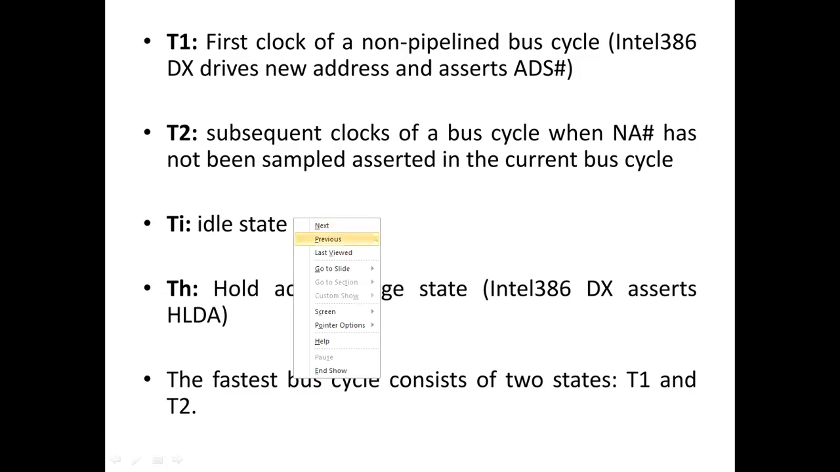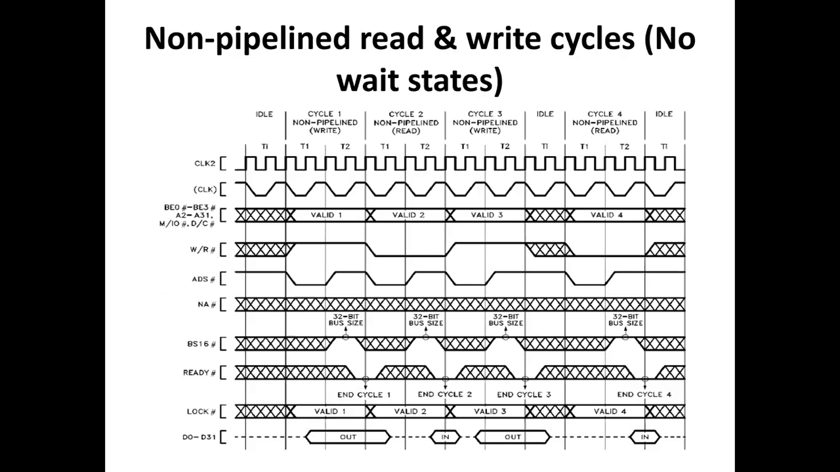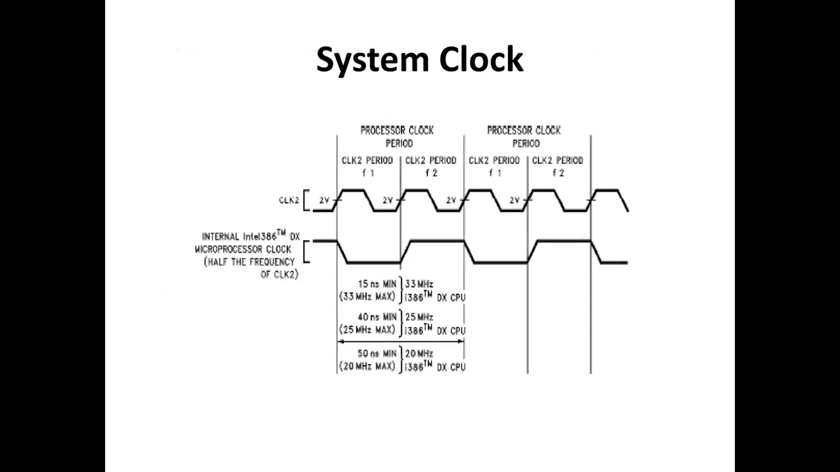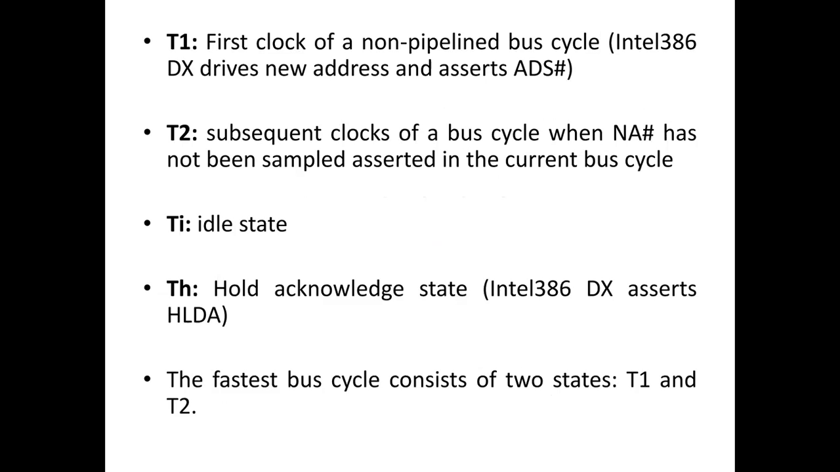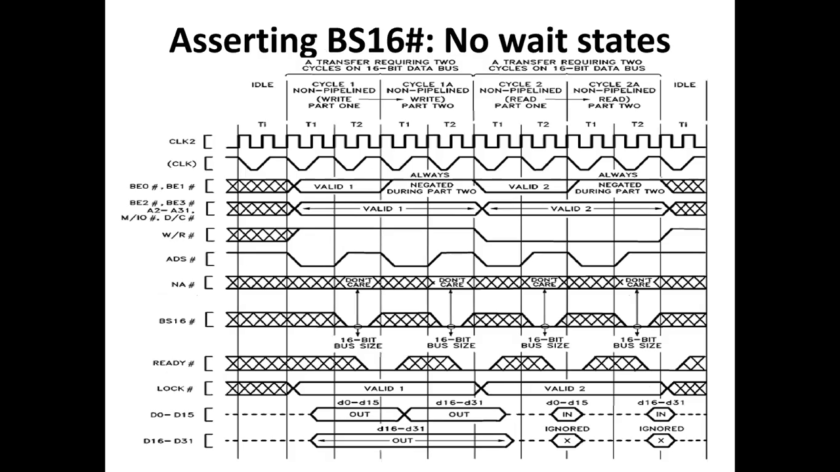As in the figure, the T1 is the first clock of the non-pipeline bus cycle, and the T2 is the subsequent clock of the bus cycle when NA has not been sampled asserted in the current bus cycle. TI is an idle state. TH is the hold acknowledge state. The fastest bus cycle consists of the two states, T1 and T2. Asserting BS16 is not in a no wait state, as shown in the figure.